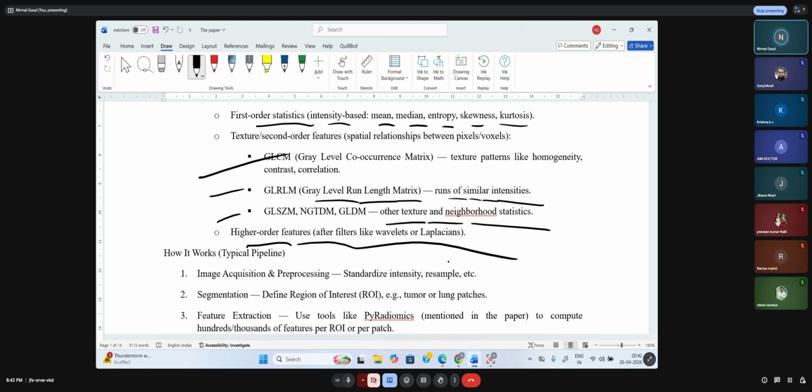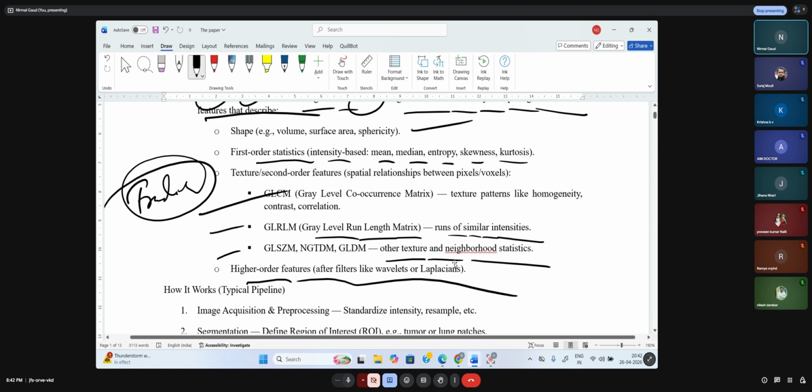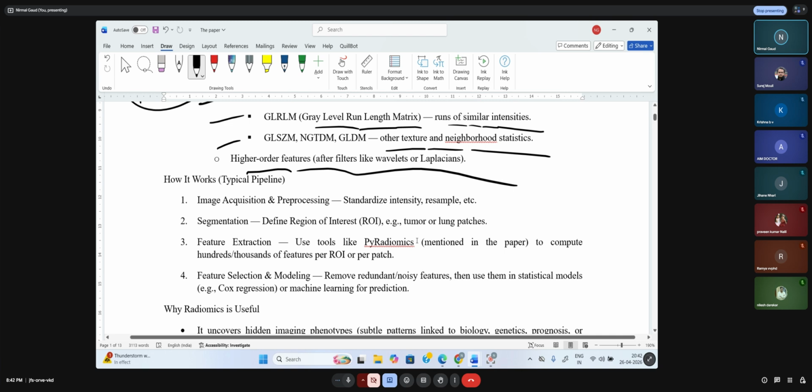Okay, and it's a traditional technique actually. Right now we have already gone far, like CNN, ViT. So it's a traditional technique, that's what they are saying. Fine. All statistical, mostly in nature: volume, surface area, shape. All these things are mentioned.